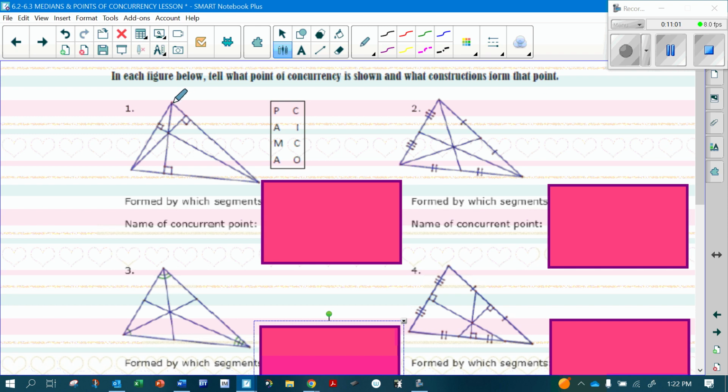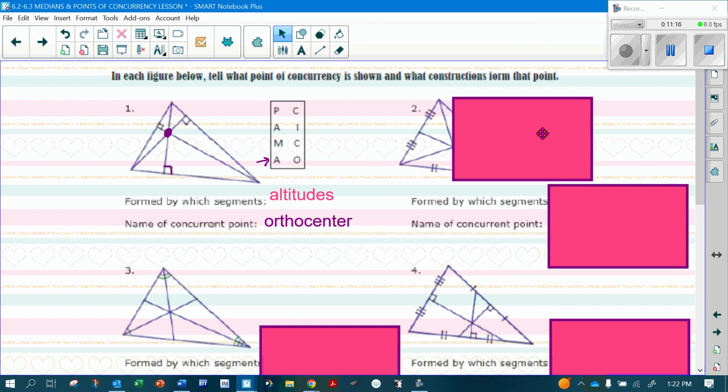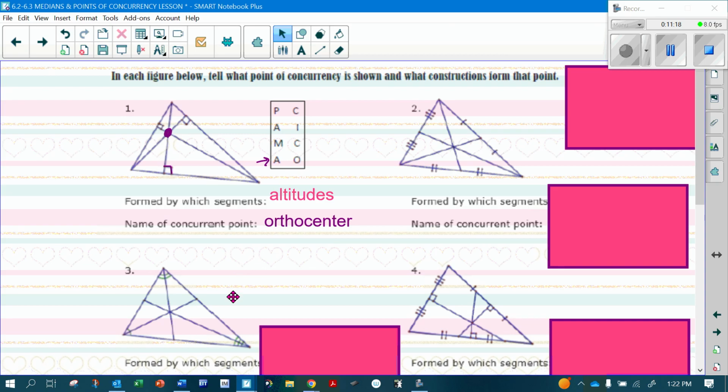So for example, I'm at the corner and I look down and I see that it is just perpendicular. So I know that this is going to be an altitude. Since this is an altitude, I know that the point where they intersect is going to be my orthocenter. So we'll just slide this over here.